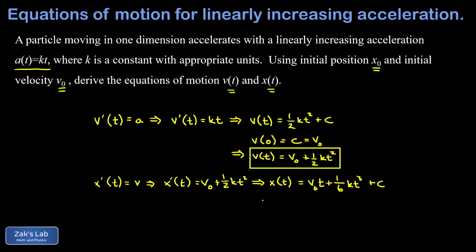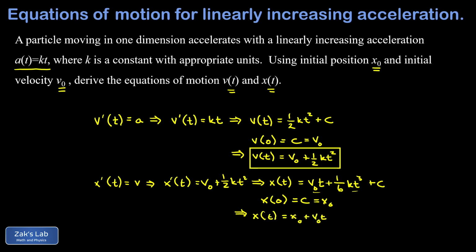And then a very similar thing happens here. X of 0, that's our initial position. When I sub in t equals 0, both of these terms are gone, leaving me with only c. So another name for c is actually the initial position, x naught. And we sub this into our expression for x of t. So I have x of t equals, I'm going to write this term first, x naught plus v naught t.